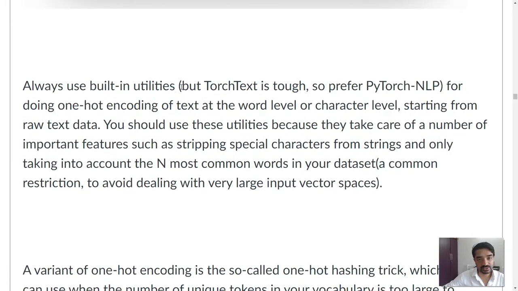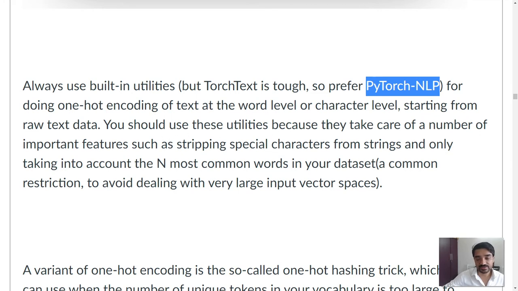Now always use built-in tokens, okay? But the problem is torchtext is tough. We are going to see some examples today. So prefer PyTorch NLP. There are two different things. Torchtext is linked with PyTorch directly. PyTorch NLP is, you can say, sort of an outsider program for PyTorch for doing one-hot encoding of text at the word level or character level, starting from raw text data.